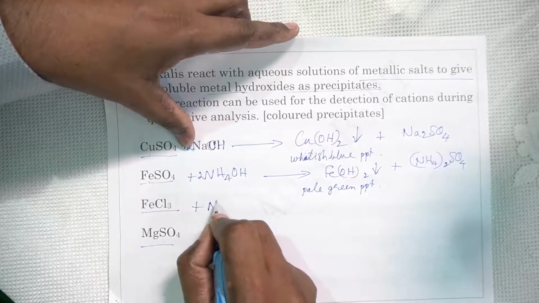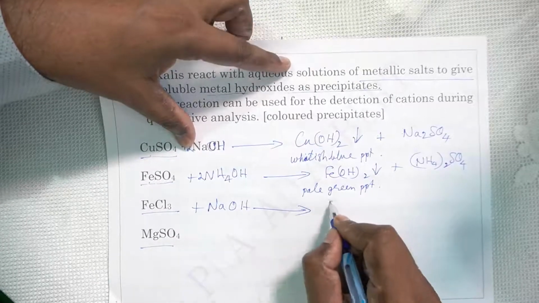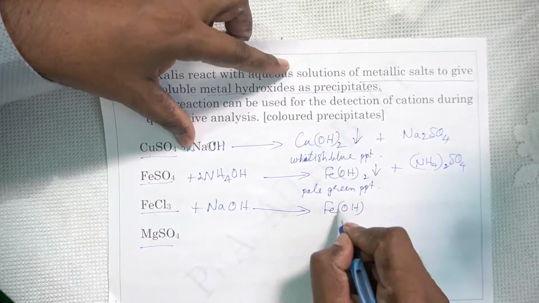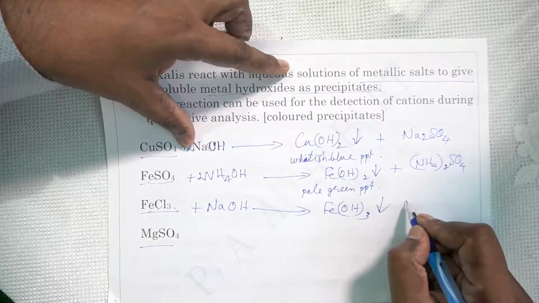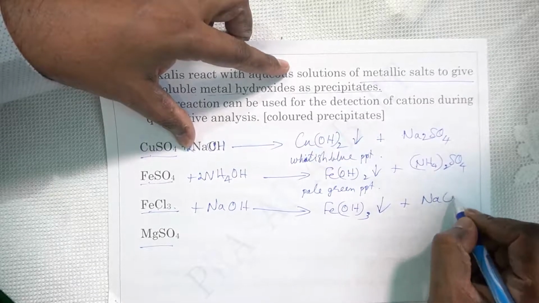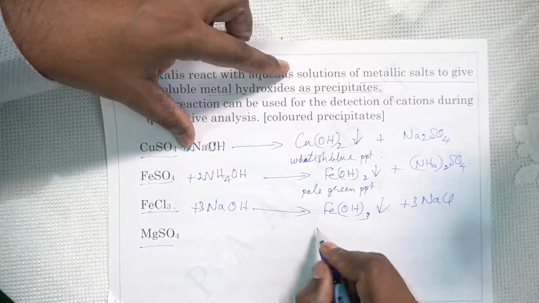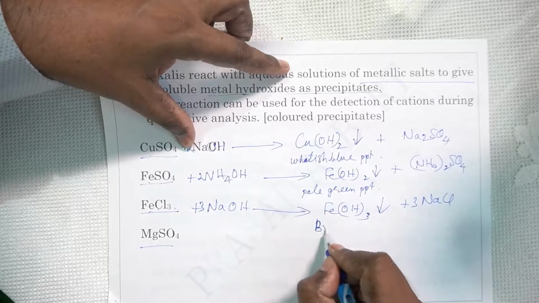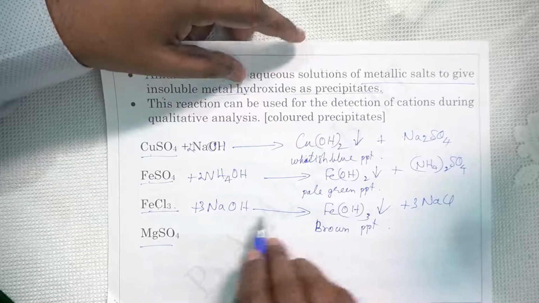Now here again if you take NaOH, what you get here? Fe(OH)3 because it is trivalent, you can see FeCl3. And NaCl. 3 NaOH because there are 3 chlorides, 3 NaCl. It is balanced. This is a brown precipitate. Brown colored precipitate is formed to identify ferric ions.